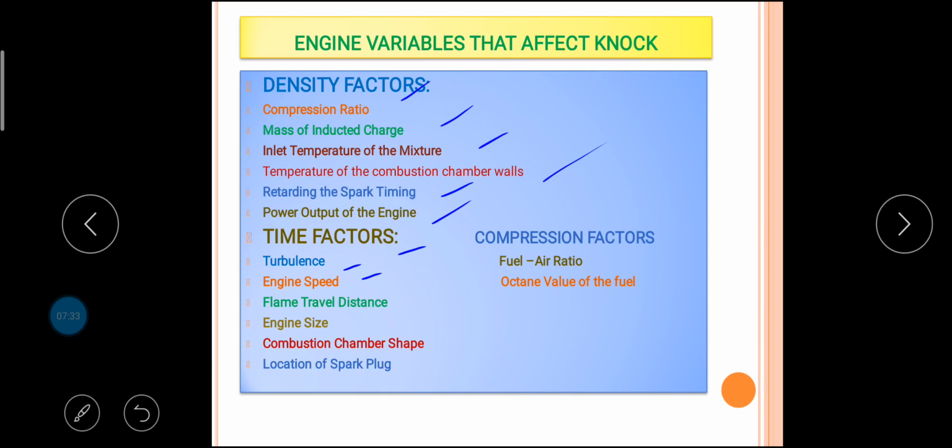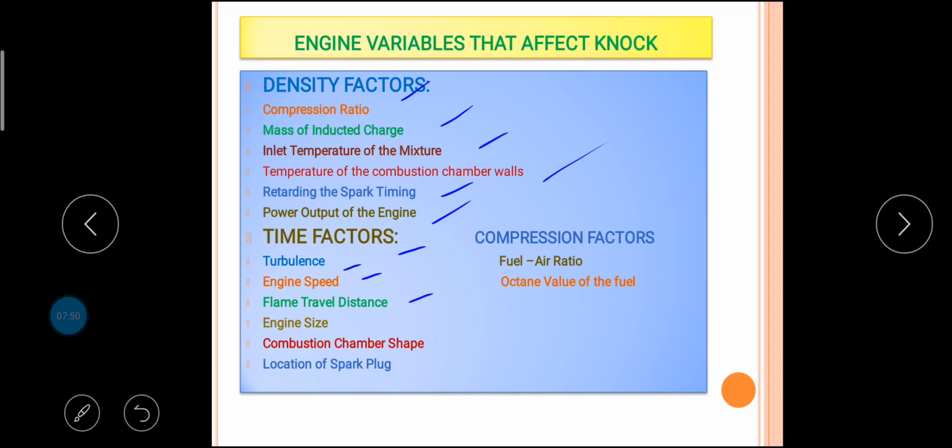Engine speed. An increase in engine speed increases the turbulence of the mixture considerably, resulting in increased flame speed and reduces the time available for pre-flame reactions. Hence, knocking tendency is reduced at higher speeds.